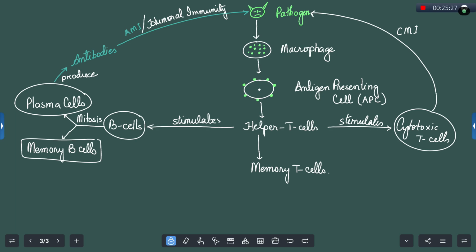Macrophage engulfs the pathogen, macrophage becomes an APC. APC will target and activate the helper T cell. Helper T cells then activate either B cells or cytotoxic T cells.